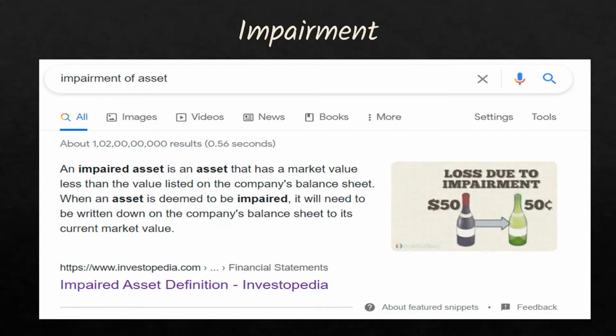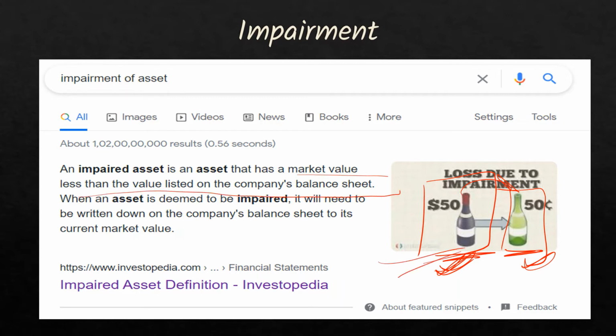What is impairment? If you Google it, you will find that whenever there is a reduction in the value of an asset, it is called impairment. So this bottle used to be valued around $50. Now it's only 50 cents. It means its value is impaired, that the market value is less than the company's balance sheet value. So what to do in that case?